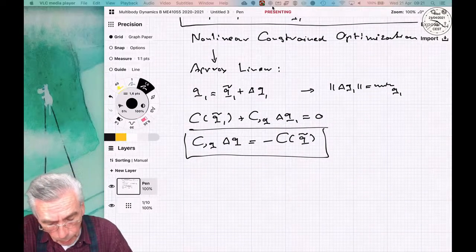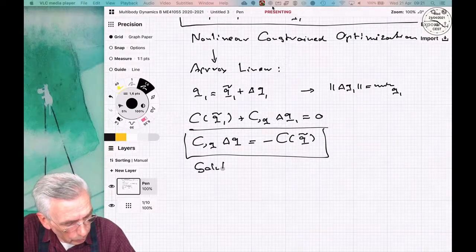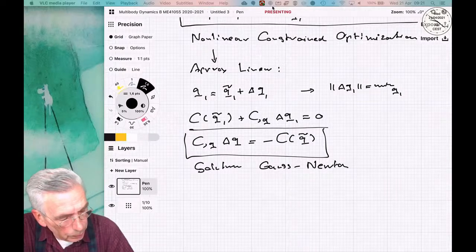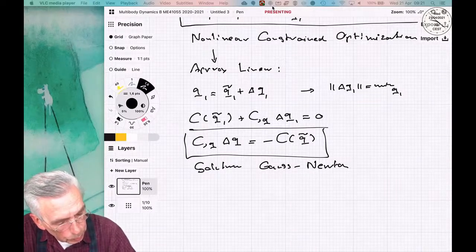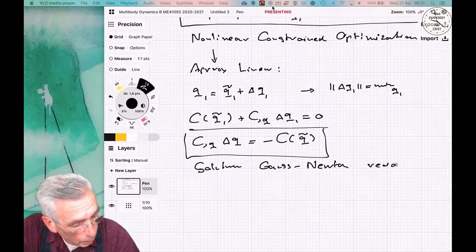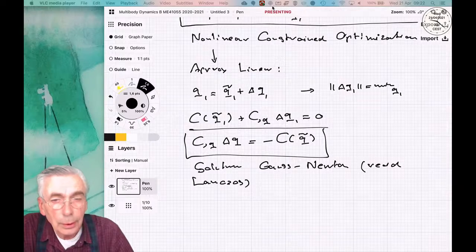And yeah, the solution, you could say, of this is a Gauss-Newton process. Well, why Gauss? Because it's optimization, it's a minimization problem, and Newton because we linearize. And you can read, for instance, Lanczos on that to see how that actually goes.